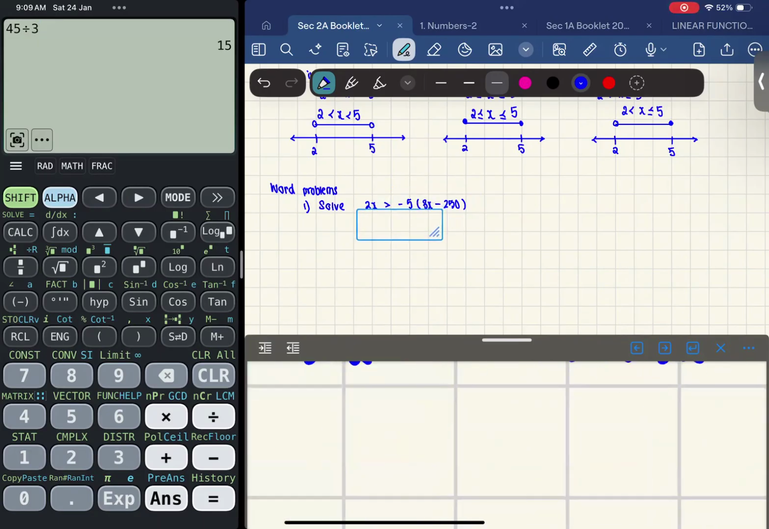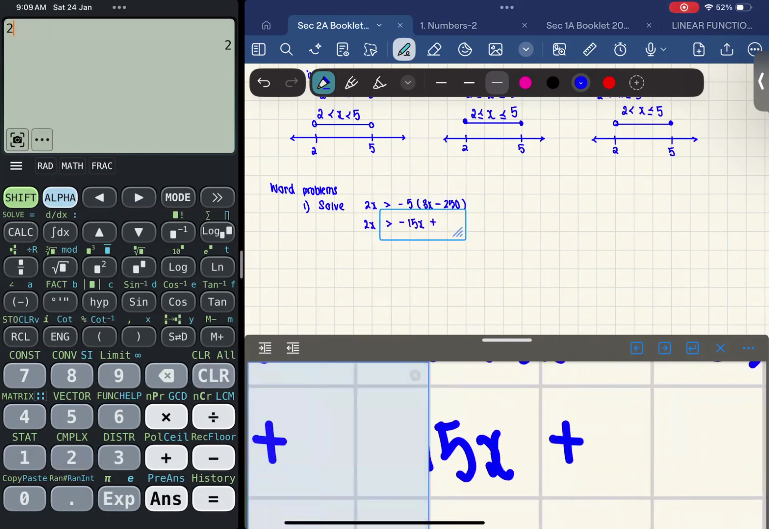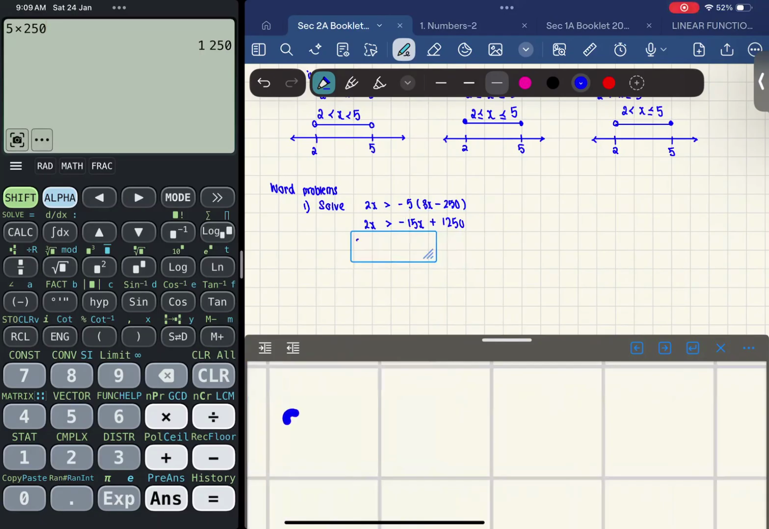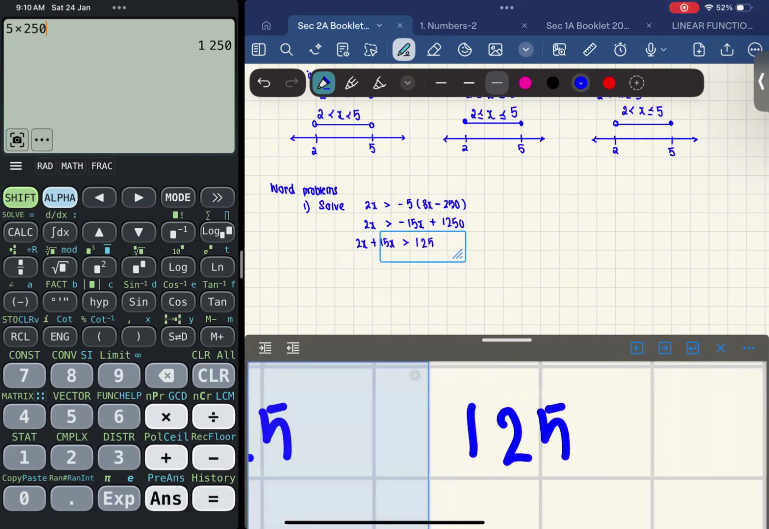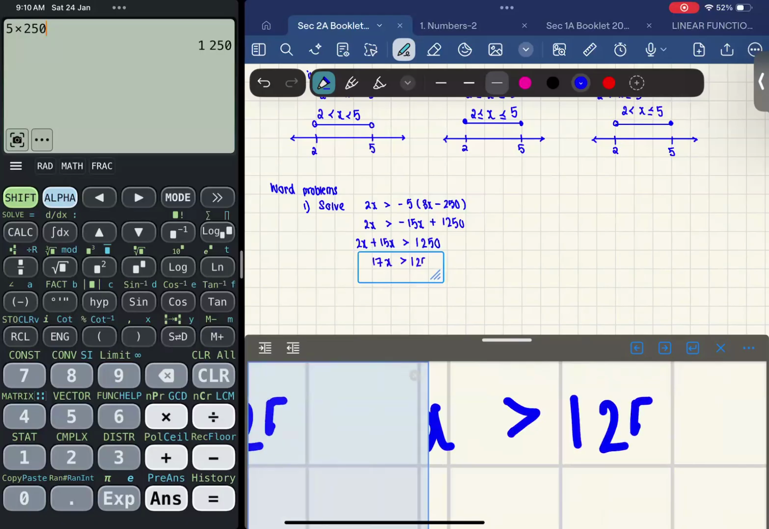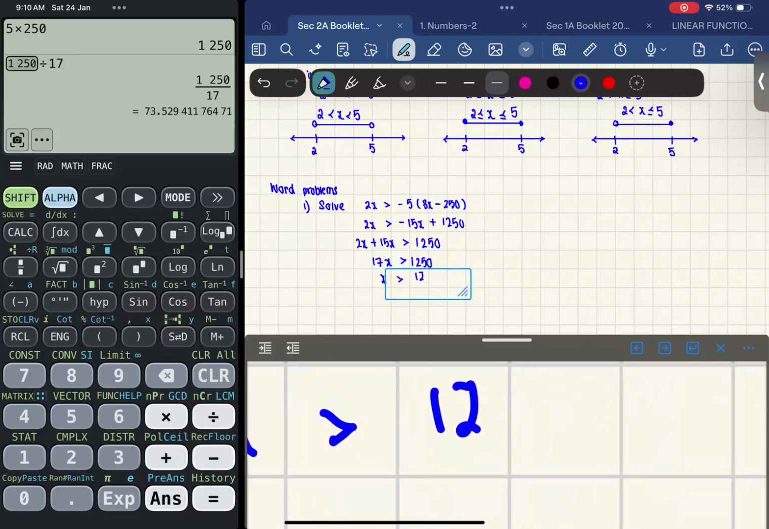So then we expand it out. 2x is more than negative 15x plus 5 times 250, 1250. Make x one side. 2x plus 15x is more than 1250. 17x is more than 1250. x is more than 1250 divided by 17. So, like that.